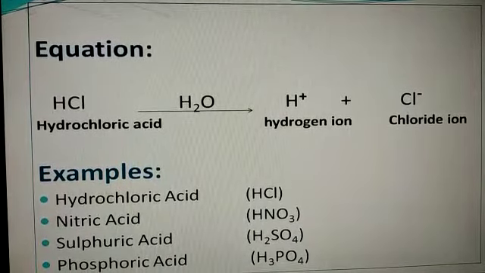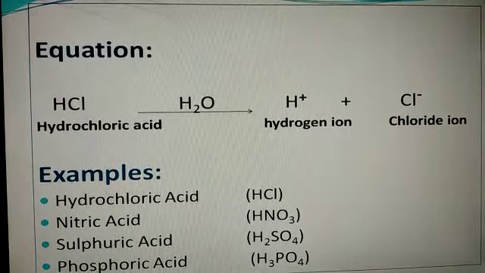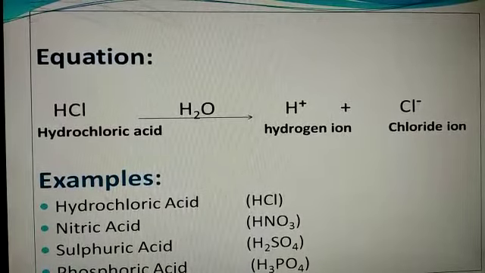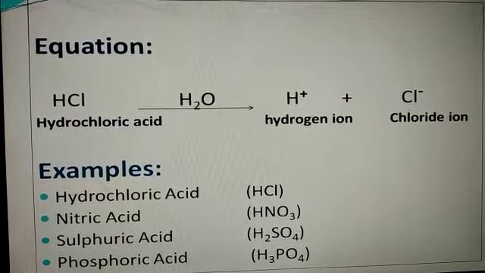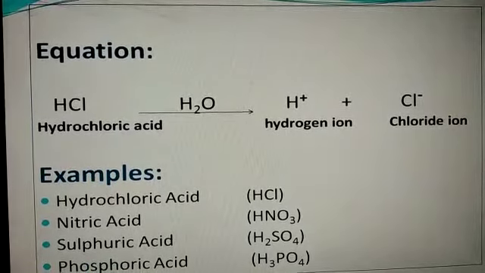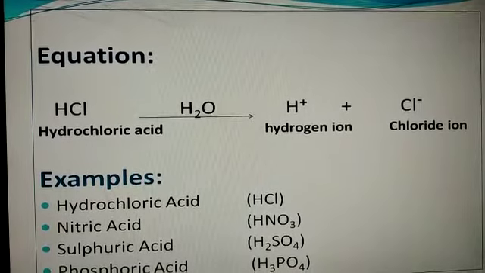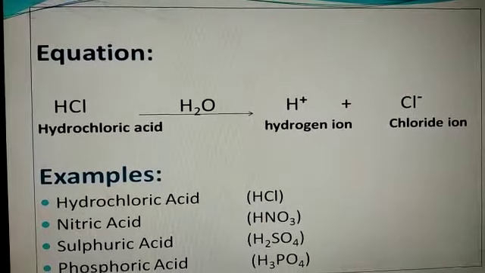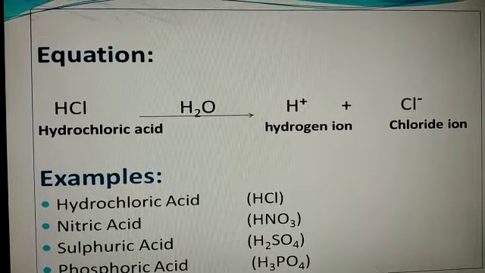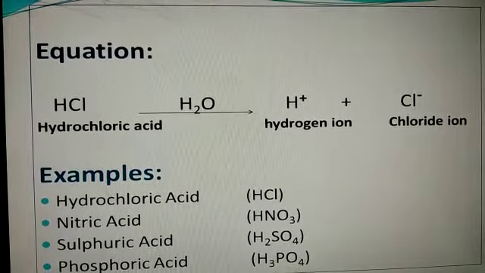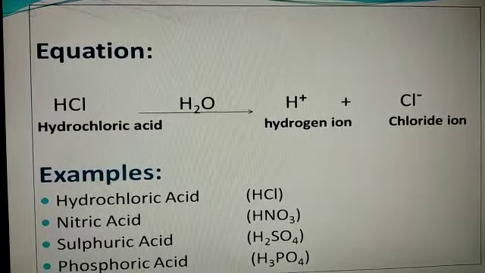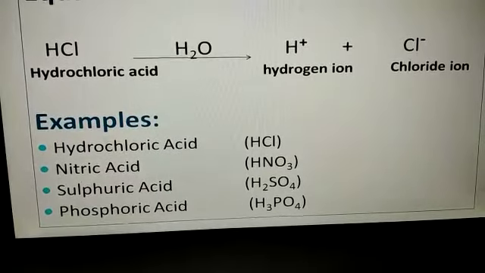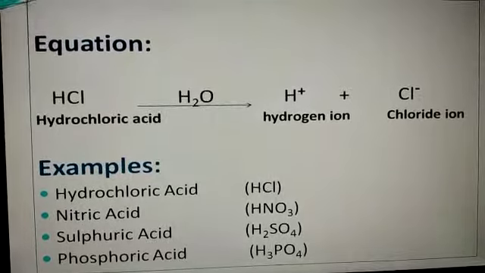Here is an equation showing the decomposition of hydrochloric acid. Hydrochloric acid, when dissolved in water, produces hydrogen ions H+ and chloride ions Cl-. So H+ hydrogen ions are also called cations, while Cl- chloride ions are also known as anions. Examples of these acids are hydrochloric acid HCl, nitric acid HNO3, sulfuric acid H2SO4, phosphoric acid H3PO4.